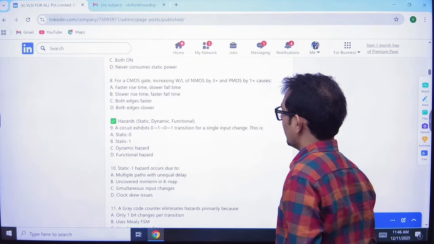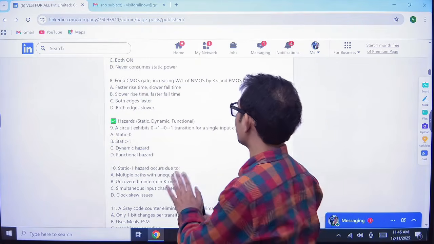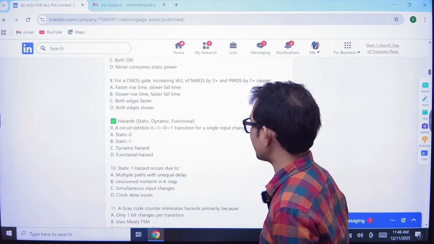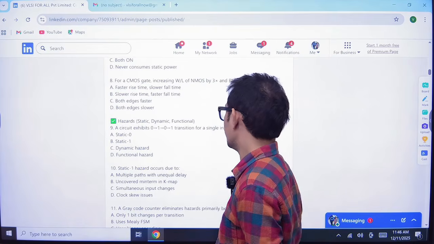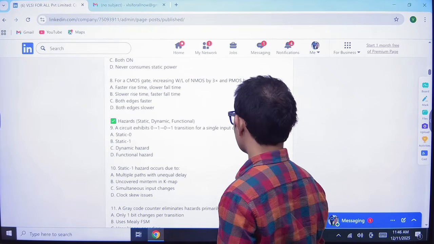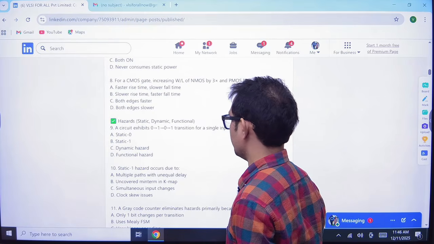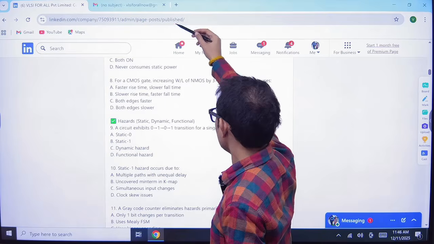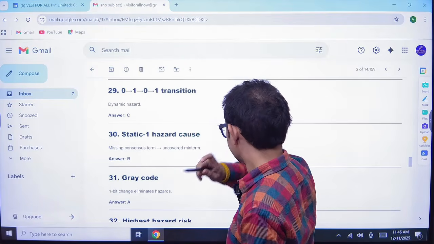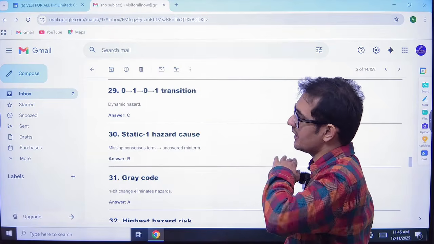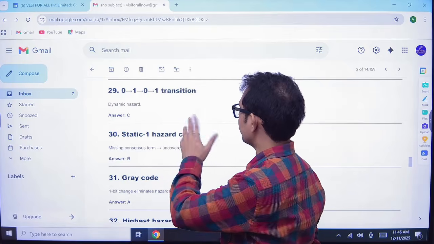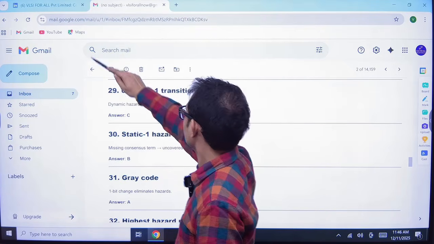Hazards. There are different types of hazards: static, dynamic, functional. A circuit exhibits 0 to 1, 1 to 0, 0 to 1 transitions for a single input change. Is this static 0, static 1, dynamic, or functional hazard? So yes, this is dynamic. If it constantly becomes 1 or constantly becomes 0, then it is static, right? But here it is changing repeatedly, so it is dynamic, right?